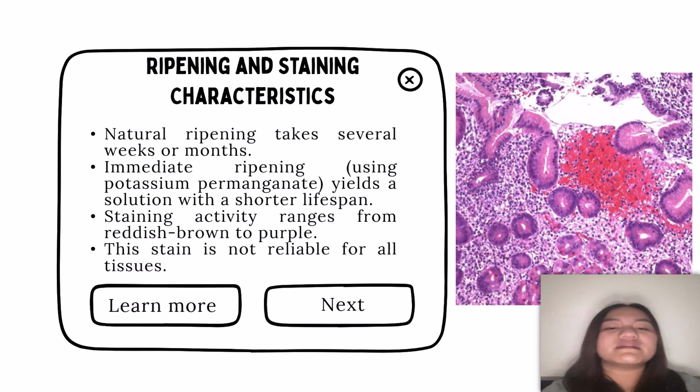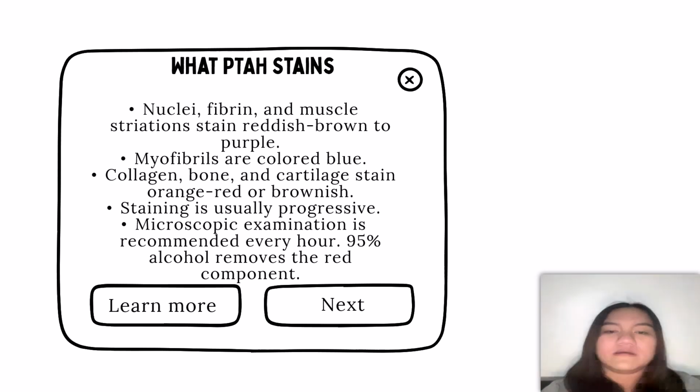The staining activity ranges from reddish brown to purple, and the stain is not reliable for all tissue. PTAH stains nuclei, fibrin, and muscle striation reddish brown to purple. Myofibrils are colored blue. Collagen, bone, and cartilage stain orange, red, or brownish.